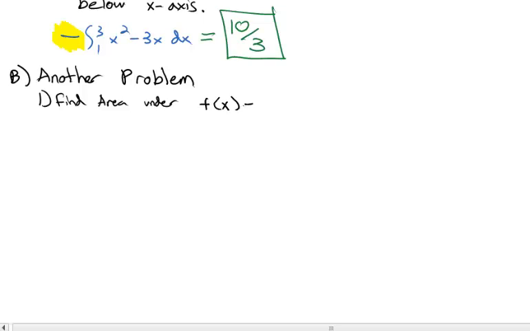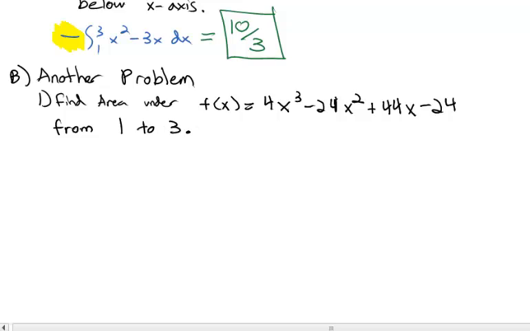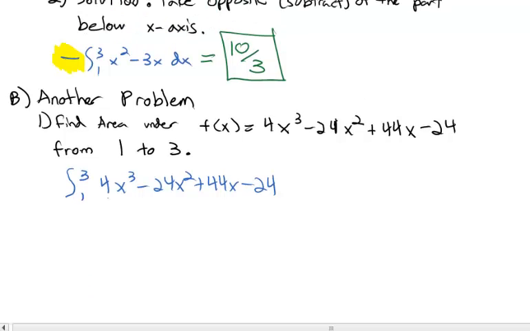f of x equals 4x cubed minus 24x squared plus 44x minus 24 from 1 to 3. Well, again, we could just take the integral, and our old philosophy was if it turns out negative, we'll just make it positive. So we're going from 1 to 3 of 4x cubed minus 24x squared plus 44x minus 24 dx.